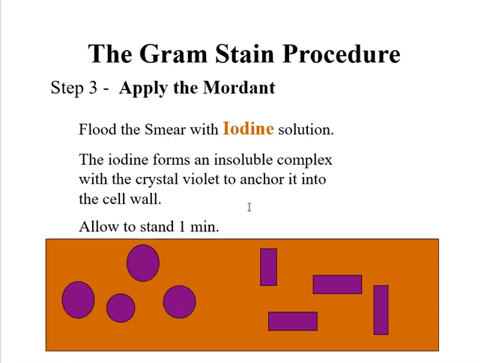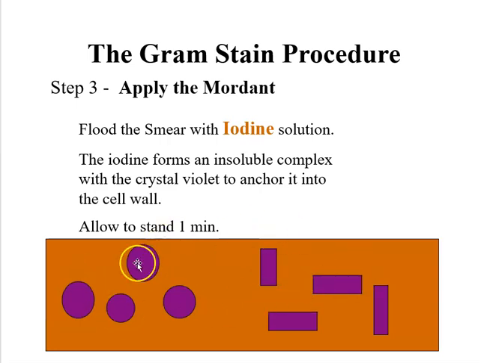And you let it stand for the same amount of time that you put the crystal violet on. You don't have to do crystal violet at a minute. You can do it for 45 seconds. But whatever time that you're doing the crystal violet for, you've got to do the iodine for. Okay, so we said 1 minute, so we're going to allow the iodine to sit a minute.